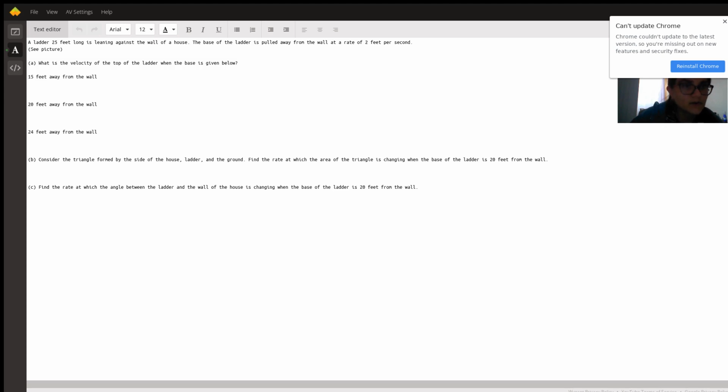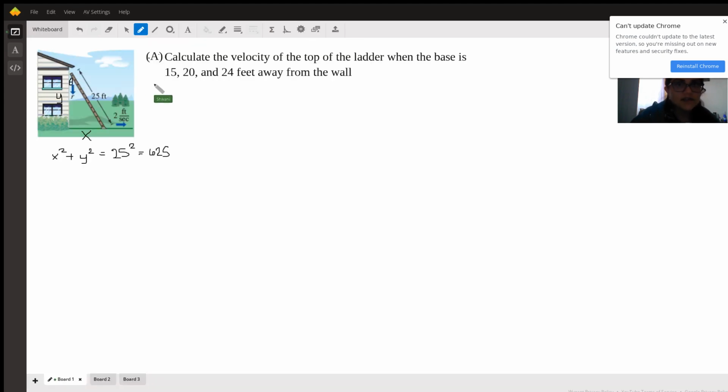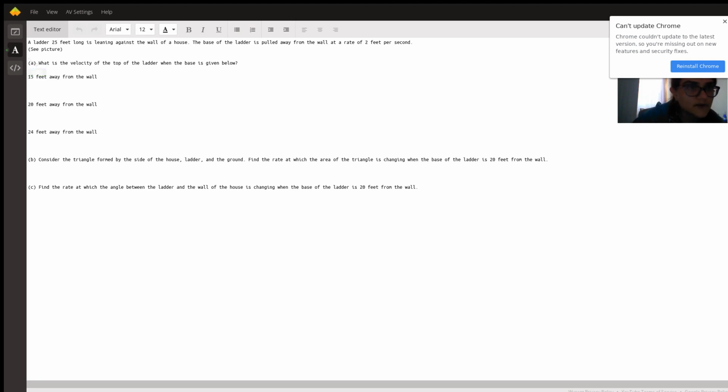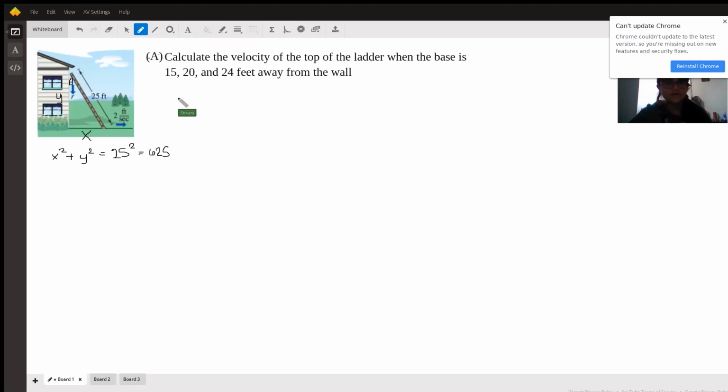So let's start with part one. Calculate the velocity of the top of the ladder when the base is 15, 20, and 24 feet away from the wall. So if you think of it conceptually, as the base of the ladder slides away at 2 feet per second, the side of the ladder which is leaning against the house is going to decrease at some rate.